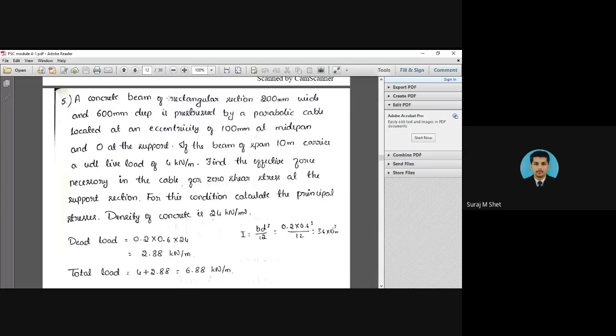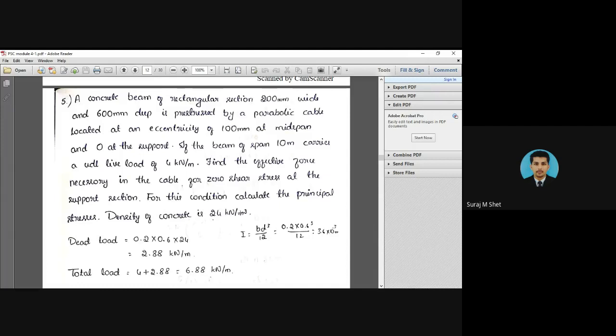A concrete beam of rectangular section 200 mm wide and 600 mm deep is pre-stressed by a parabolic cable located at an eccentricity of 100 mm at the midspan and 0 at the support. If the beam of span 10 meter carries a UDL live load of 4 kilonewton, find the effective force necessary in the cable for zero shear stress at the support section. For the condition, calculate the principal stress. The density of the concrete is 24 kilonewton.